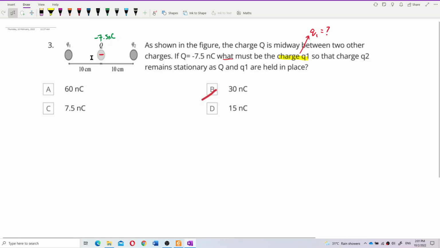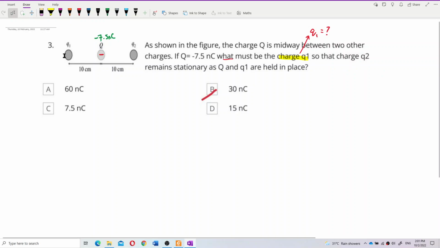So what is the Q1 value? Do I have the Q1 value? Oh, I need to find Q1. Do I have the Q2? I don't know what charge Q2 is, but I have the big Q. I don't have Q2. But never mind. I don't think this Q is important. Q2 is important.